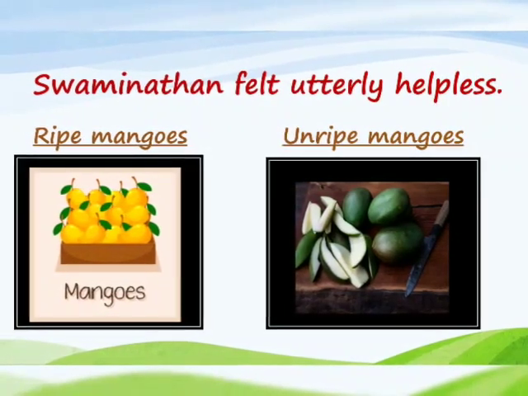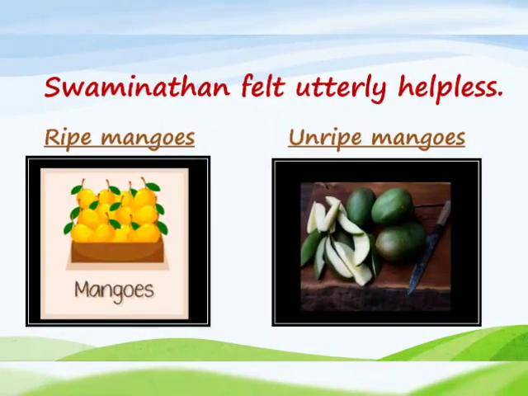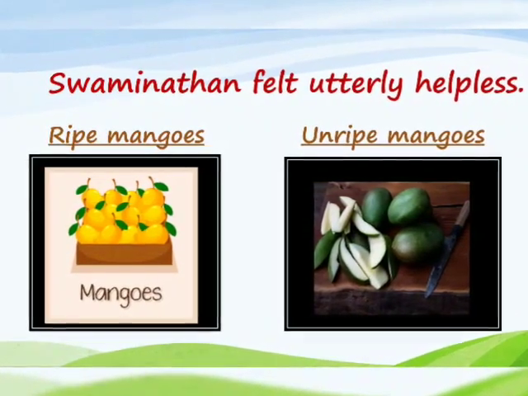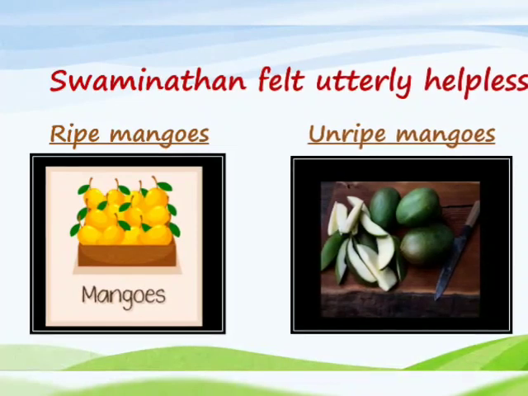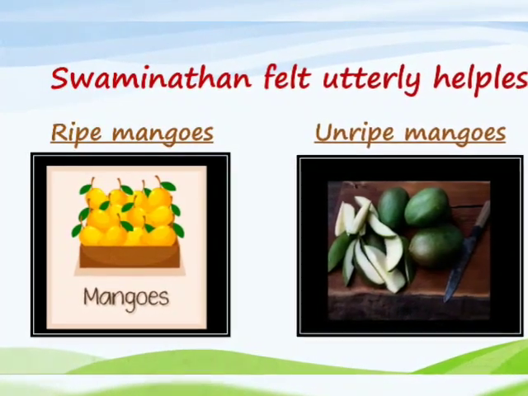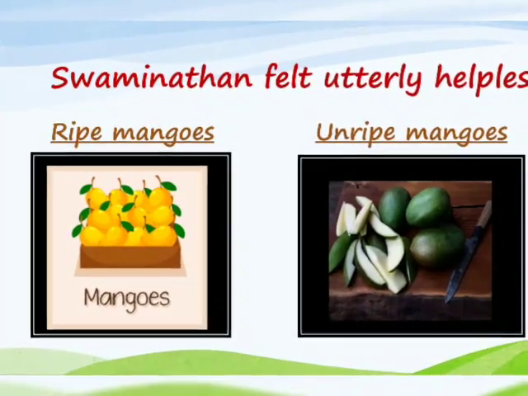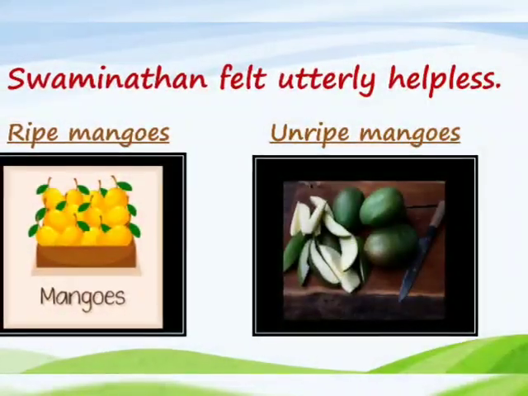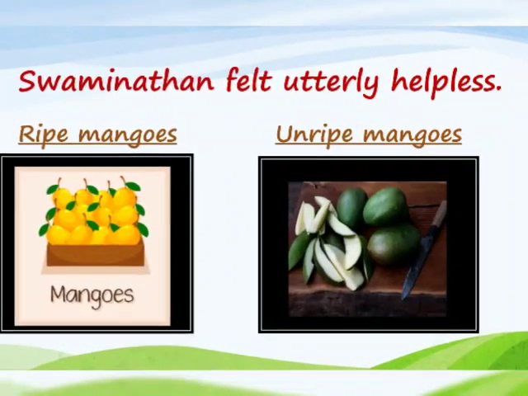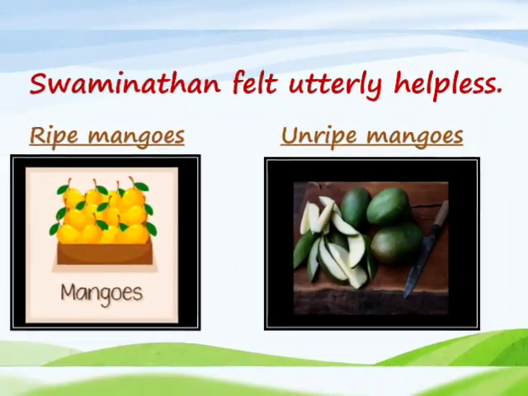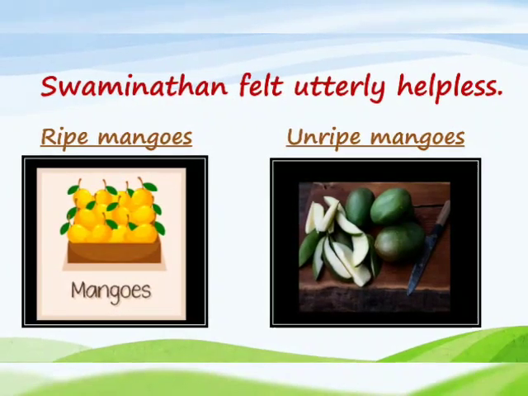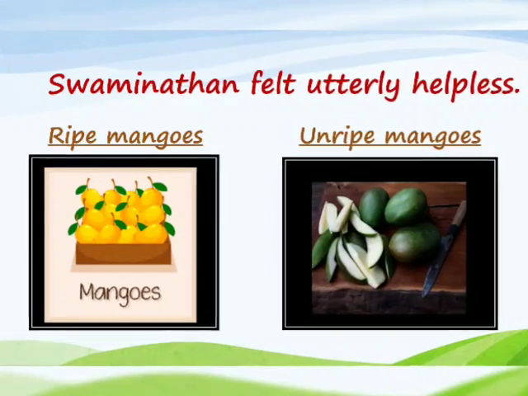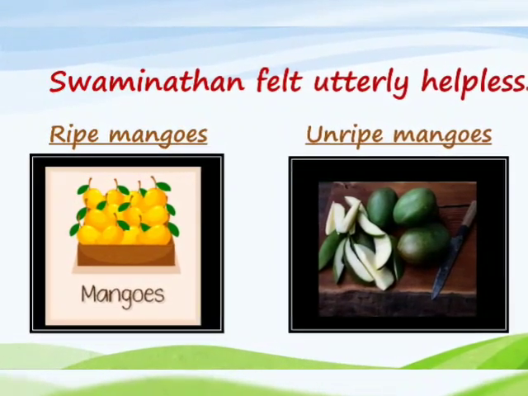Swaminathan felt utterly helpless. He thought, if only father would tell him whether Rama was trying to sell ripe fruits or unripe ones, it would be easier for him to solve the sum. You can see in the picture, ripe mangoes means fully matured or fully grown, and unripe mangoes means half grown or half matured. You can also see that ripe and unripe are antonyms of each other, or we can also say they are opposite words, right?